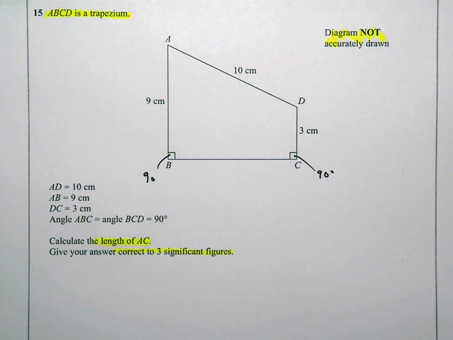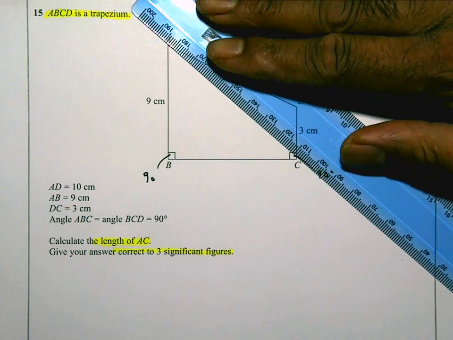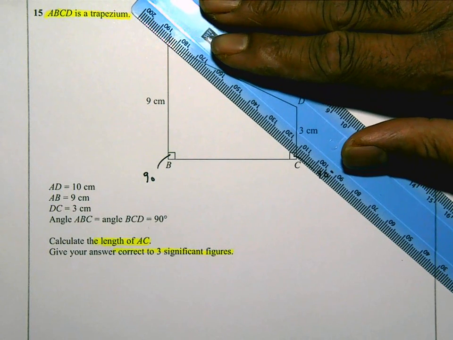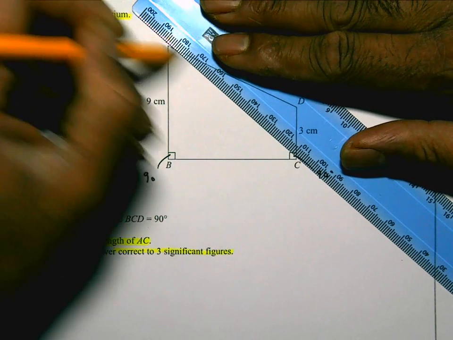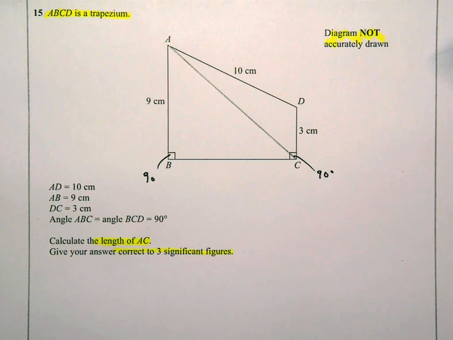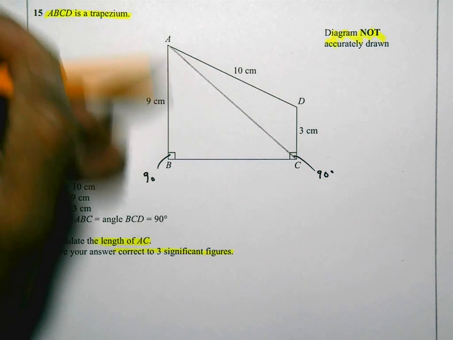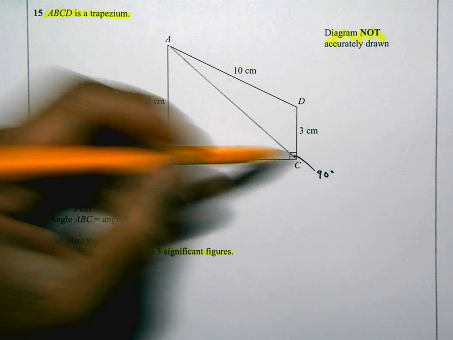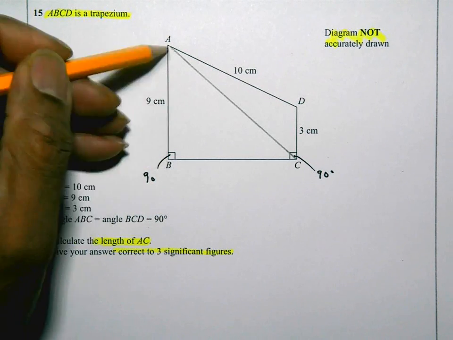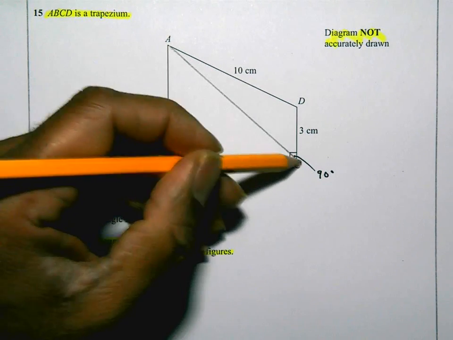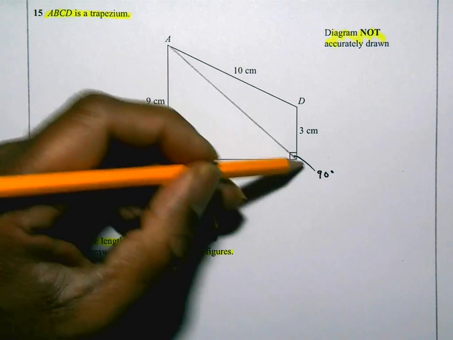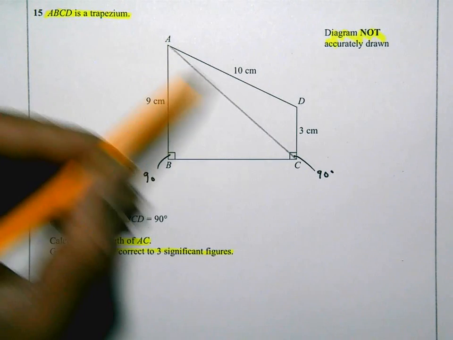So they want us to work out the length of AC, and because they're not connected on the diagram, I'm going to join them just so I could see it better. Okay, so there's AC, and they want me to work out that length. Now, I've got a right angle triangle there, ABC. I know that AB is 9 centimeters. I don't know what BC is, and I want to work out what AC is.